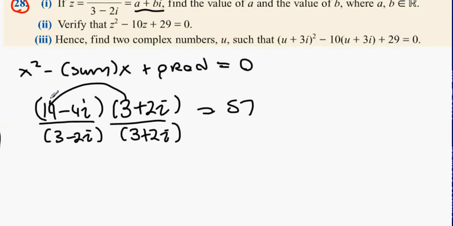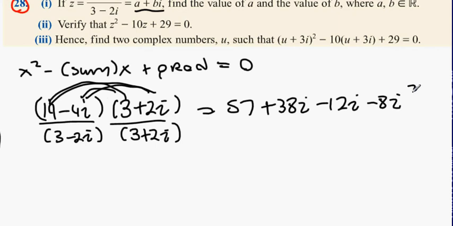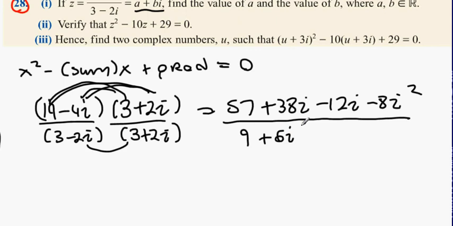We're going to get 57, plus 38i, minus 12i, minus 8i squared, all divided by 3 multiplied by 3 is 9, and then plus 6i minus 6i, then minus 2i by plus 2i is minus 4i squared. Minus 4 times minus 1 being plus 4. Then they cancel.